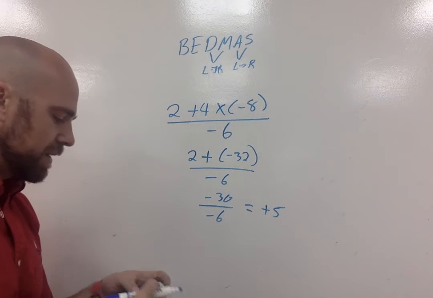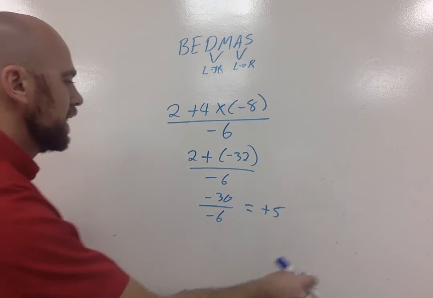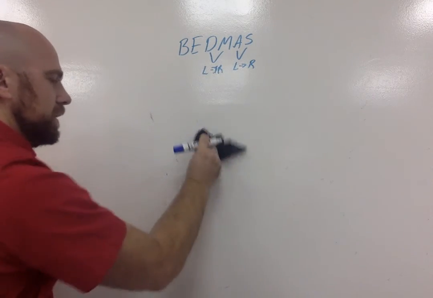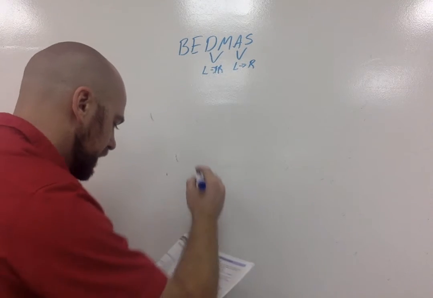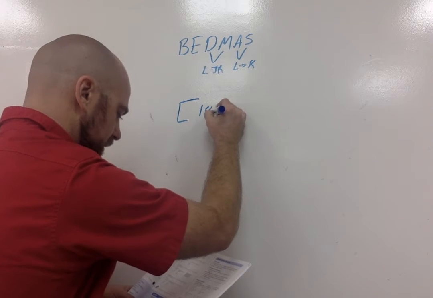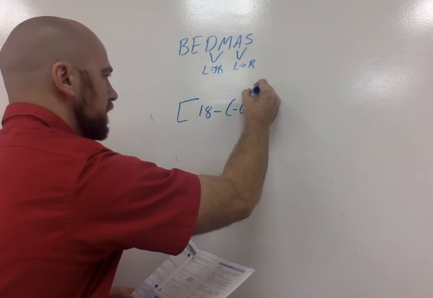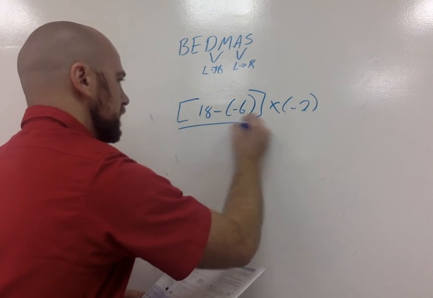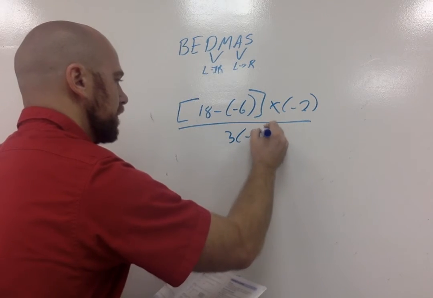All right, I've got one more example, and then that'll be it. It's mostly a lot of practice and application of what we've been going through. So we're going to go with 18 minus negative 6 times negative 2 divided by 3 bracket negative 4.